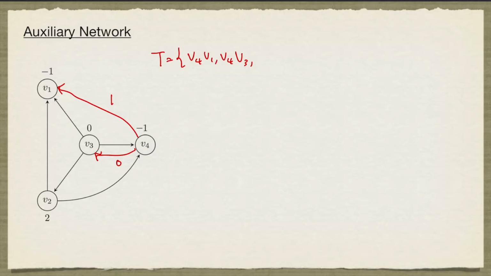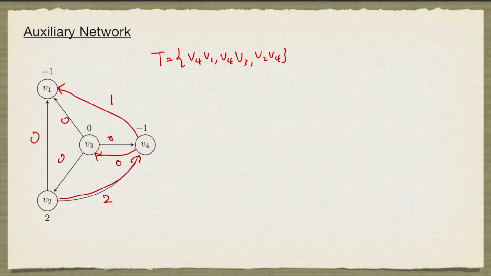If the node has positive supply value, we see if there's an arc from that node to the root. If there is, we add it to the tree. Otherwise, we create a new arc and add that to the tree. So for V2, the supply value is positive, and there's already an arc from V2 to V4. So we take it and add it to the tree. And the flow value is given by the supply value at the tail. So the flow value we put on this arc is 2. And for the remaining arcs, the flow value is 0.